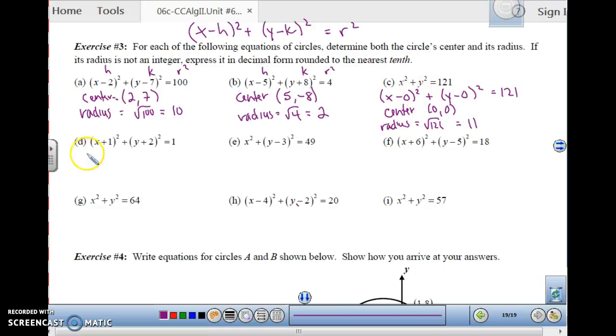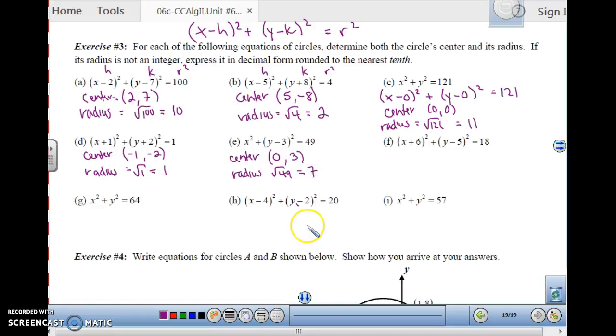All right, center and radius for this one. Do a couple more here. Center. This is plus, so it's going to be minus 1. This is plus, so it's going to be minus 2. My radius is going to be the square root of 1, which is equal to 1. All right, center on this one. For my h, there is no h there, so it's going to be 0. K here is going to be 3, so my center is at 0, 3. My radius is going to be the square root of 49, which is equal to 7.